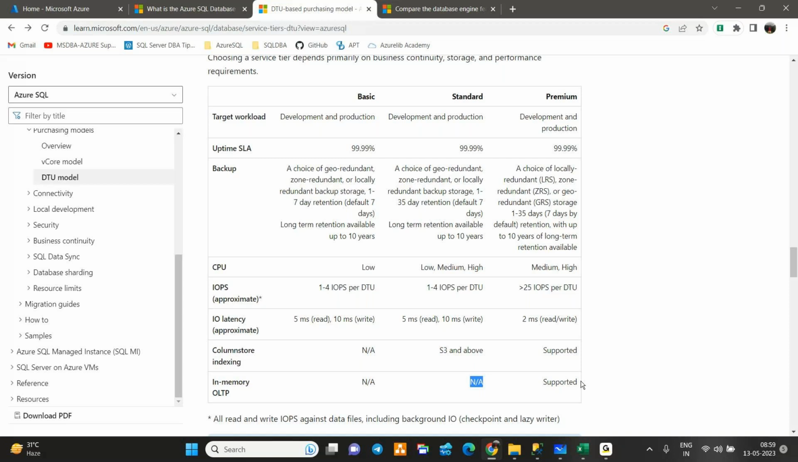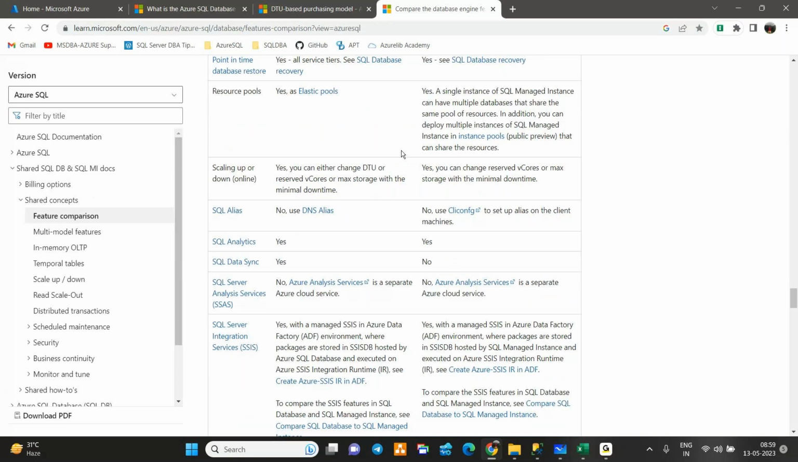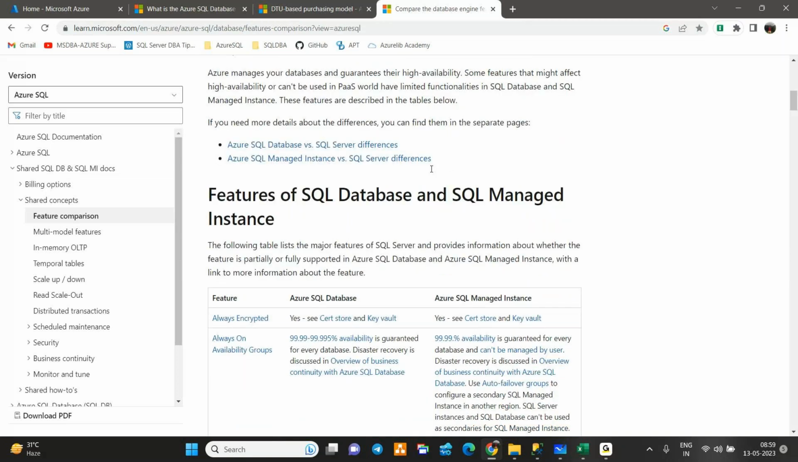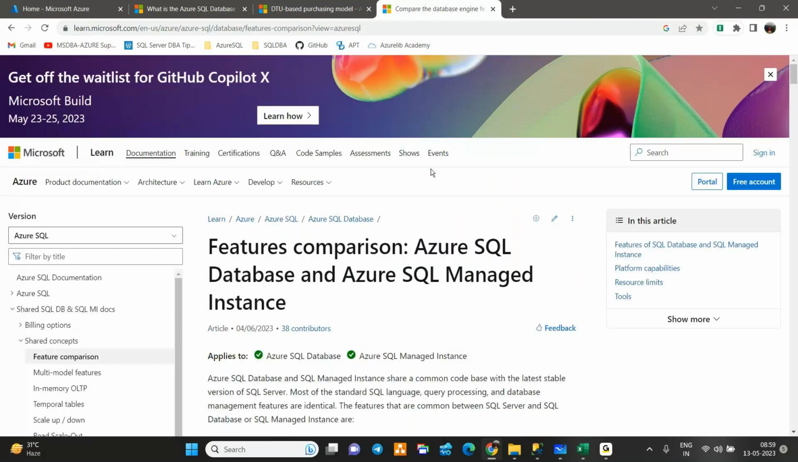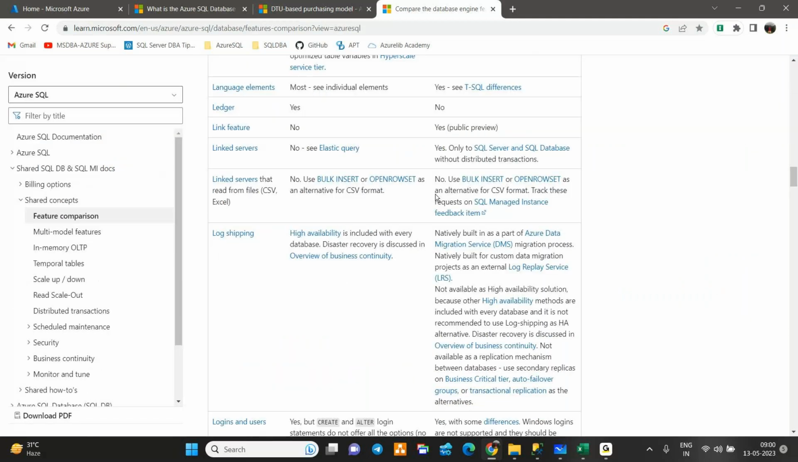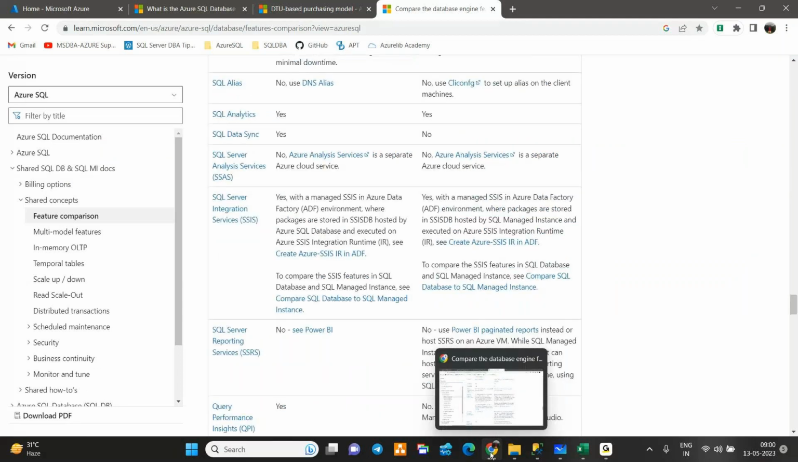I already shared one features and resource difference document with you, so you can go through it. You will get lots of answers for your questions, about what is compatible and what is not compatible. Most people ask, Subbu sir, is there any blog where I can get all the differences, compatible, not compatible, feature differences, all this stuff? This is the best blog, sir, which Microsoft provided. You can refer to this blog. You will get a lot of information here. Questions only for DTU purchasing model.